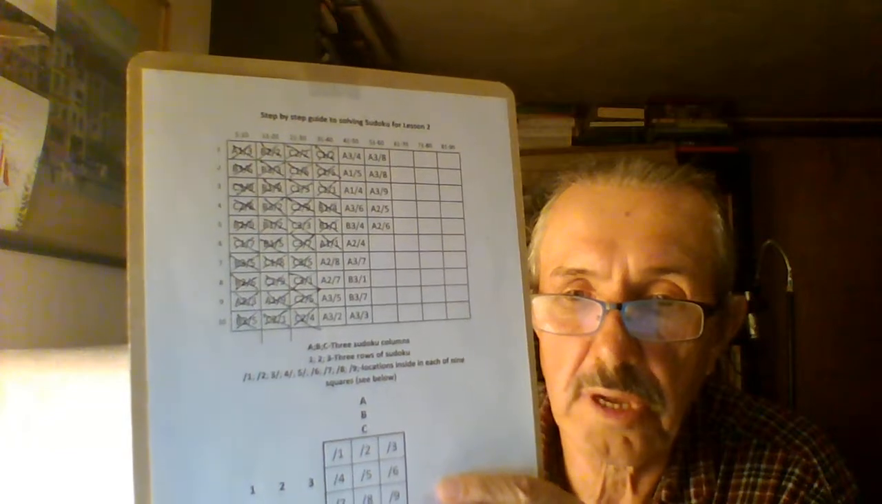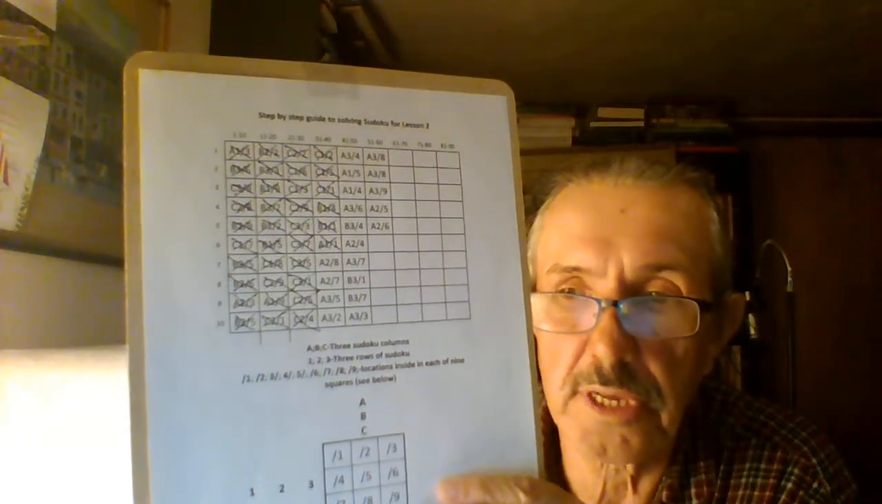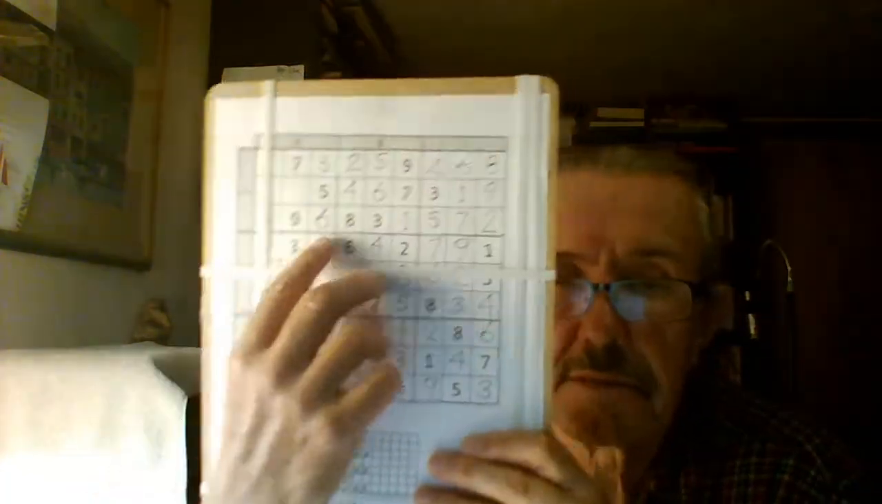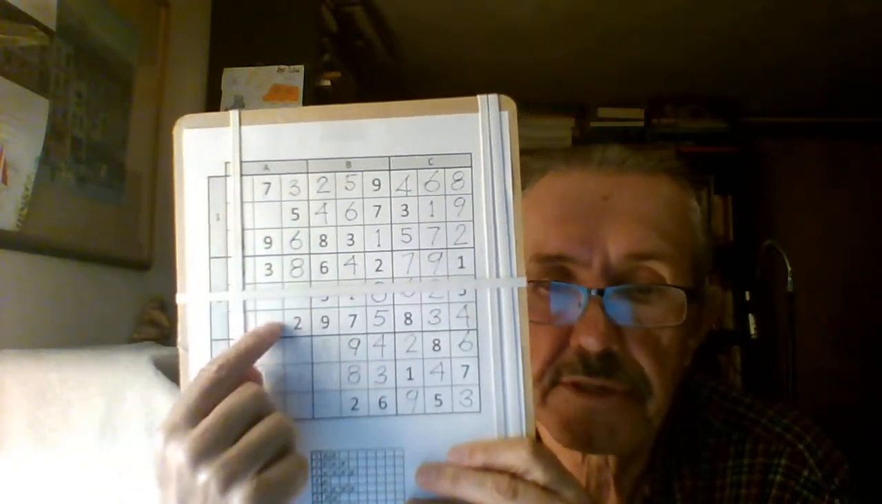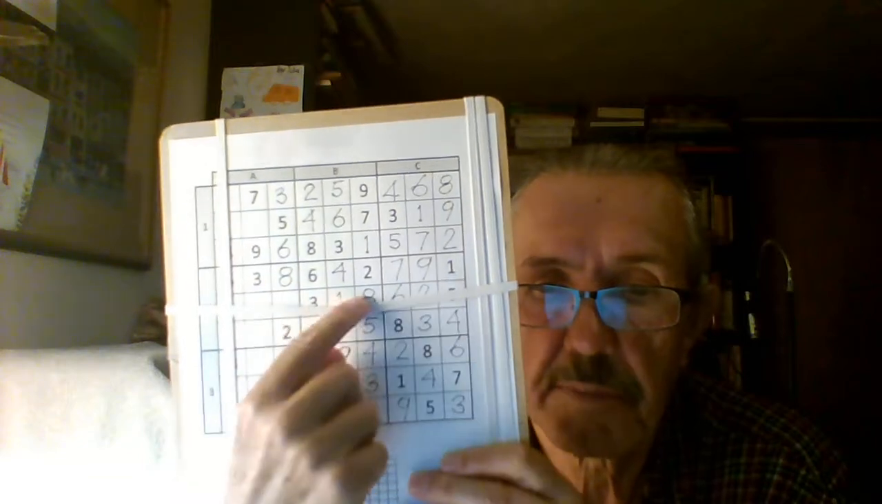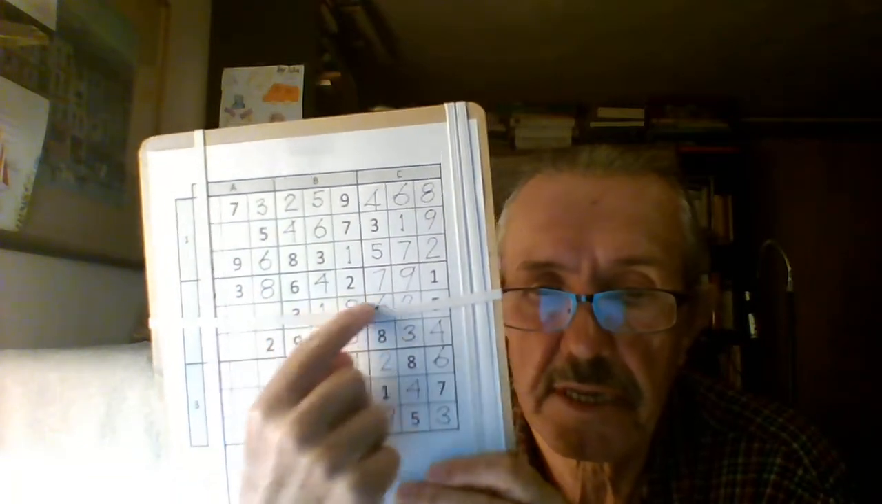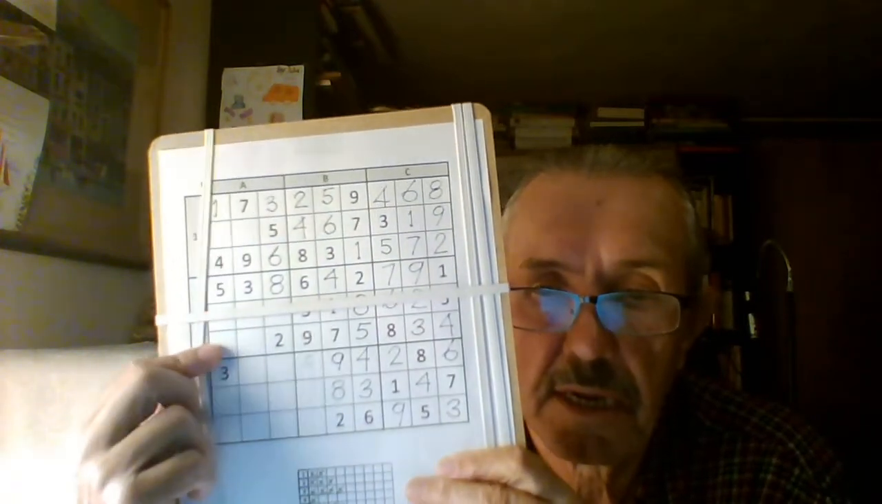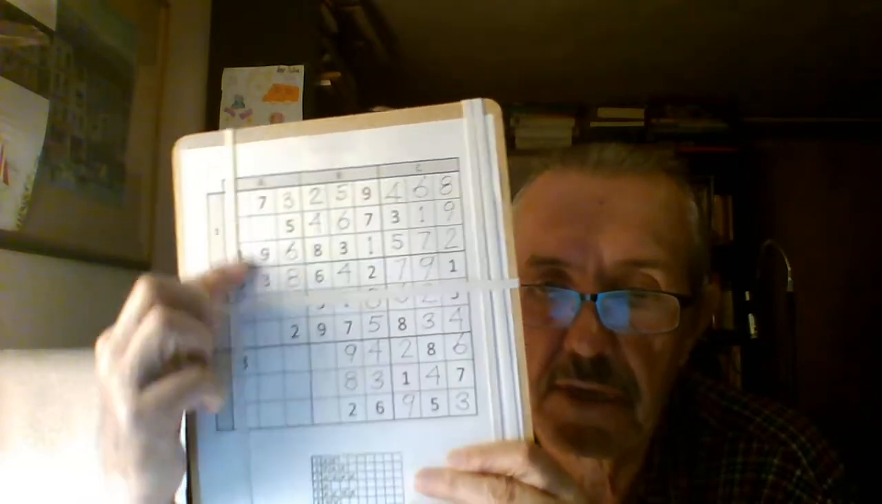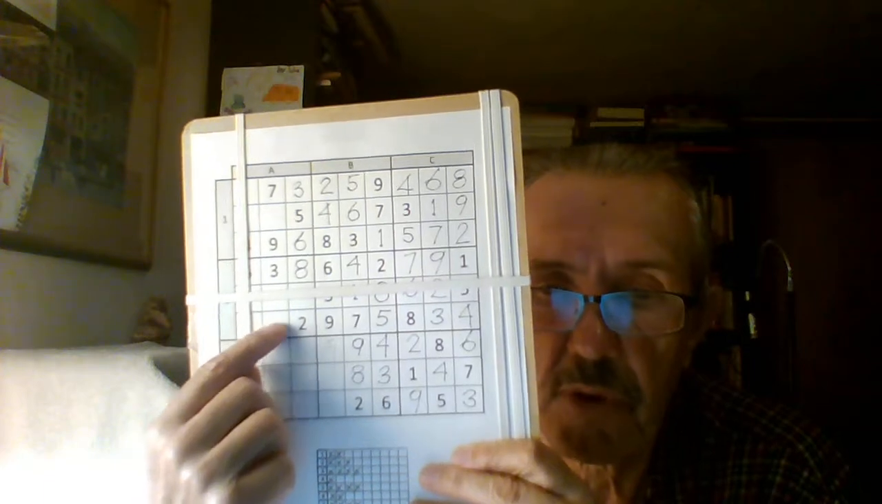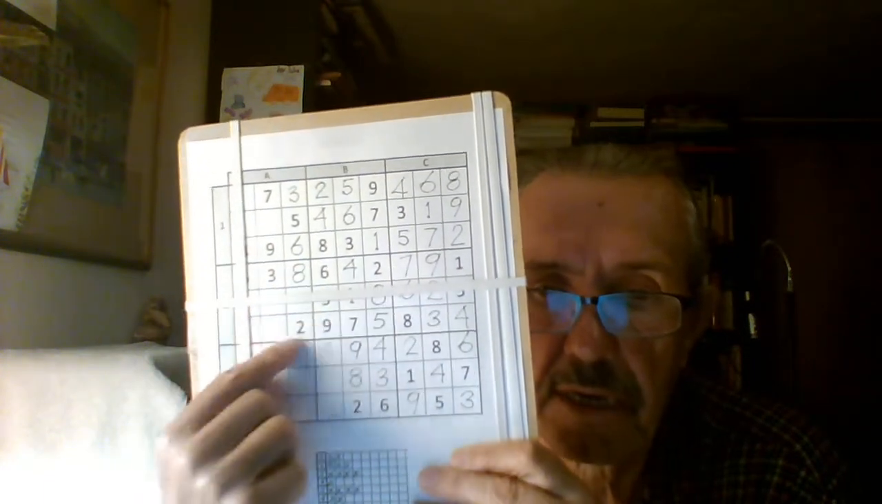Square A2 location 8. Square A2, the location 8 is over there, and this will be for number 1. This row already has number 1, and this column already has number 1. There's one available space for number 1 in this square over there.